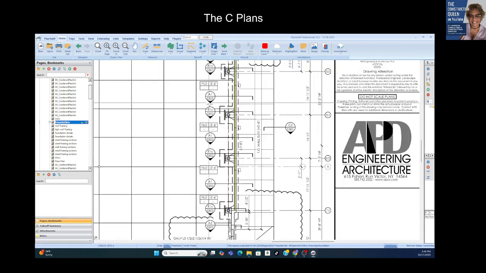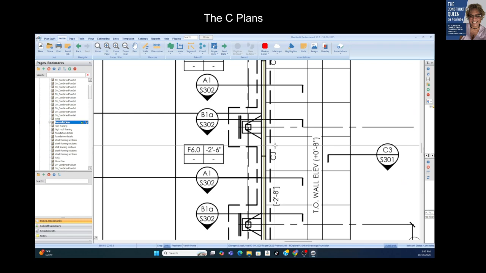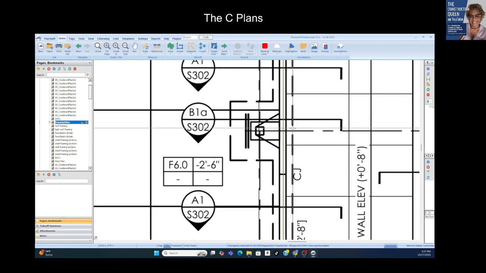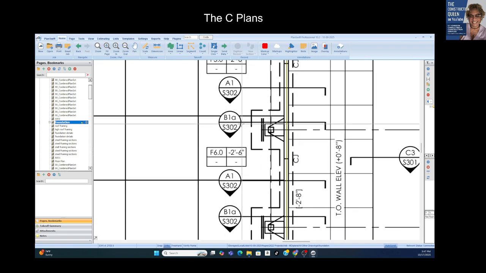Okay. All right. So let's look at one of these to see the difference between the section view at the continuous footer and the section view at the column pad. Isn't this fun?